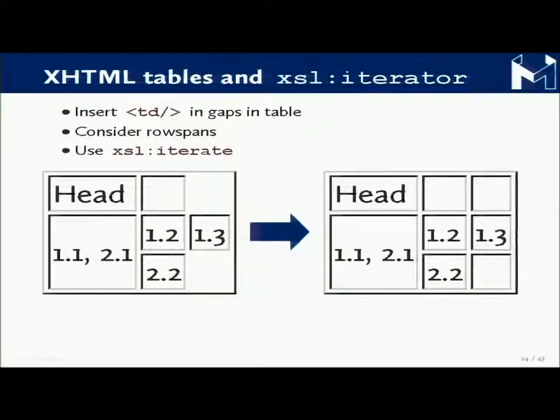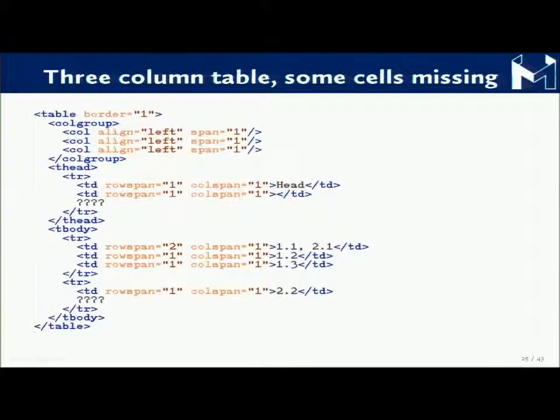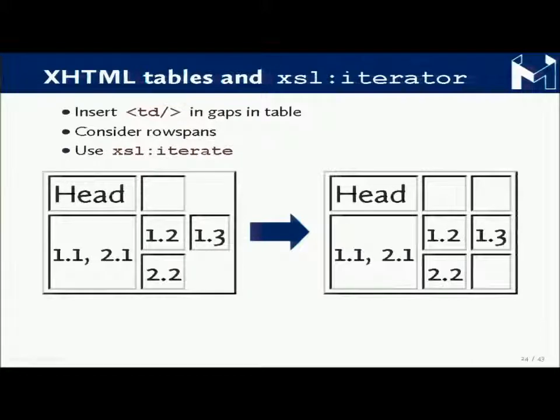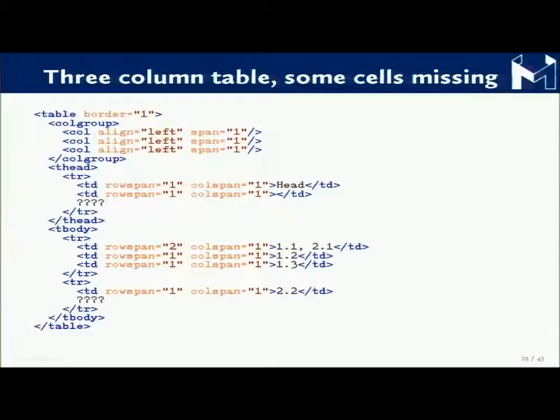And a table is a natural application for using XSLT iterate. You iterate over the rows and then over the cells in the table. The source that you saw is pretty much like this. I've added question marks for where potentially there should be table cells, but they've been omitted. And the way your web browser works, it won't put anything there. It'll put a blank square, as some people would prefer to see every square looking like there was something there.